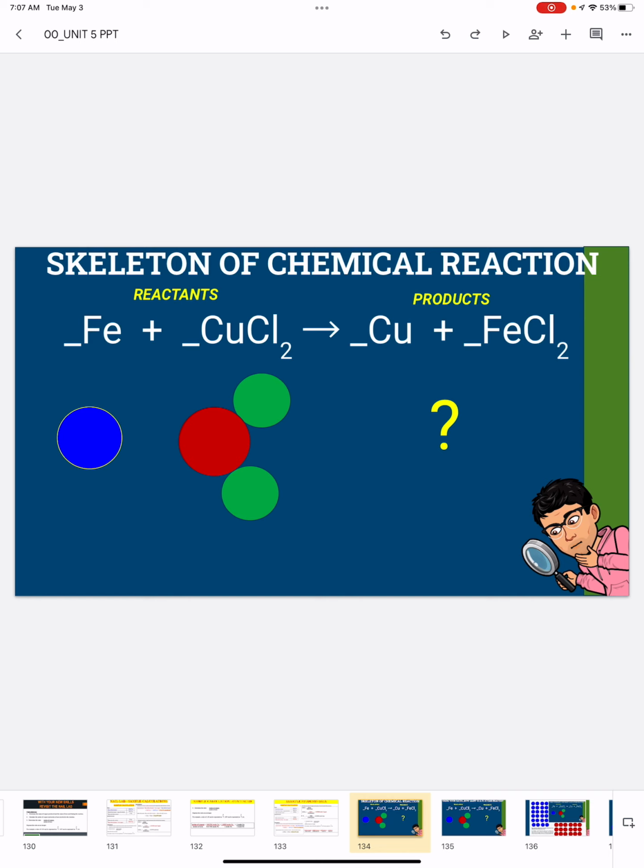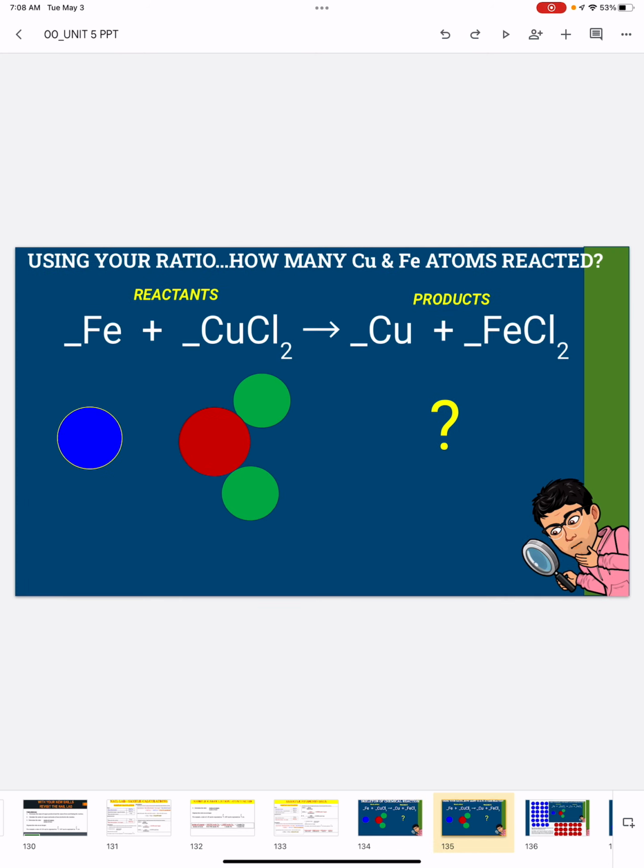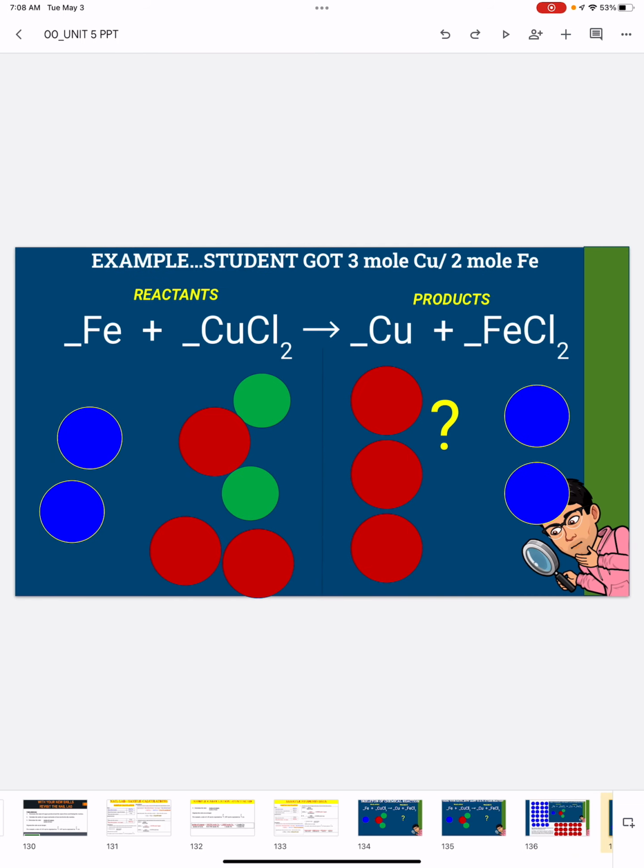left side of the equation, that's what we're starting with. We're trying to figure out how many copper and iron atoms we end up with. If I use this student's data, look at the end result here. This student had 3 moles of copper atoms that reacted with every 2 moles of iron atoms. I represented copper atoms as red, and I represented iron atoms as blue.